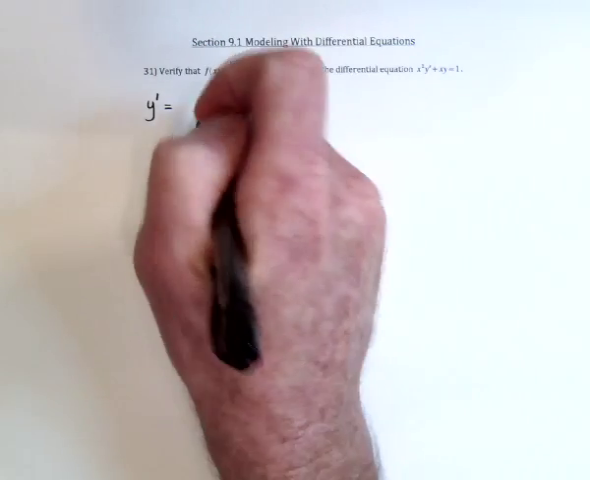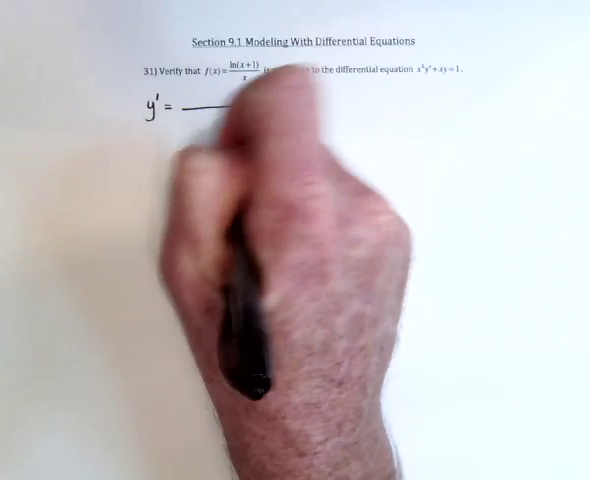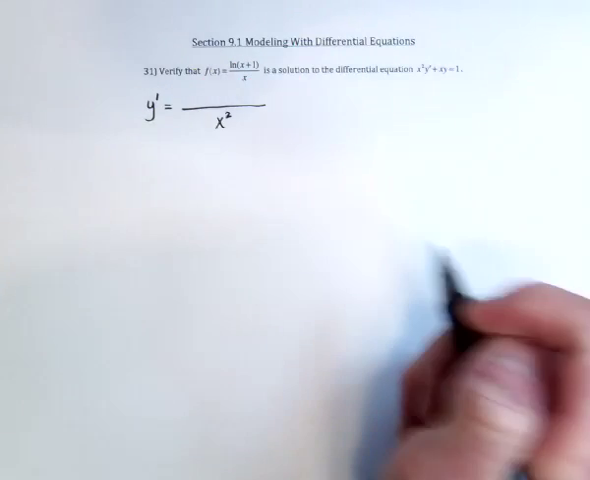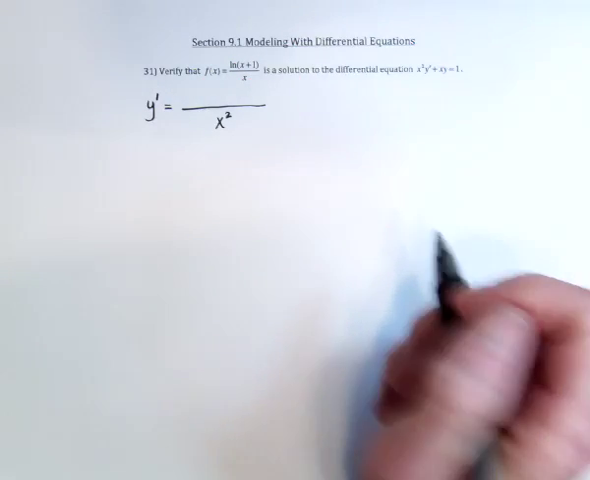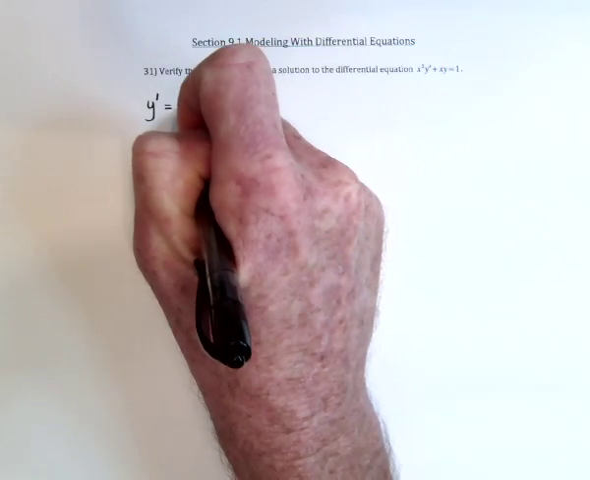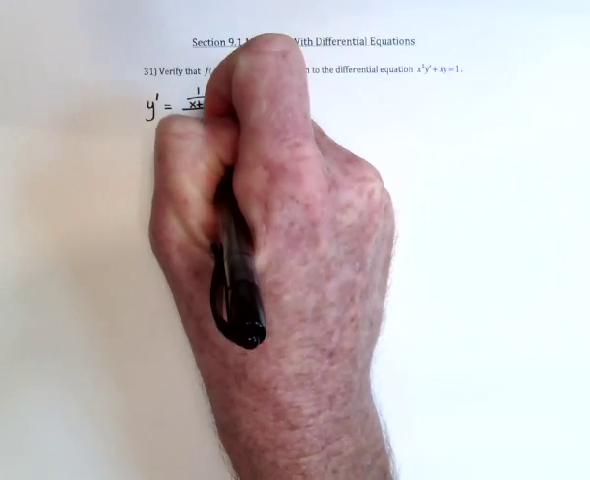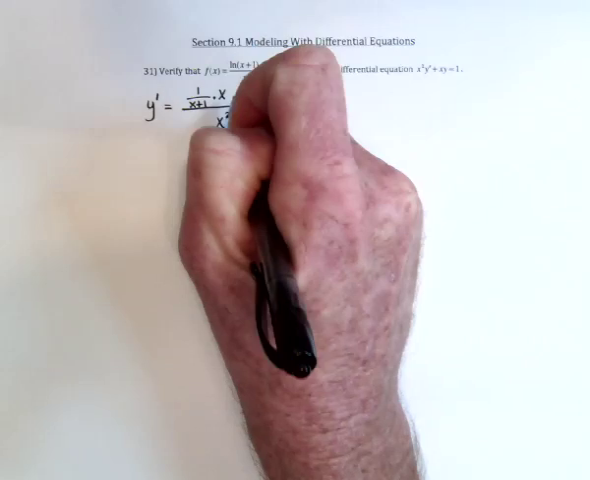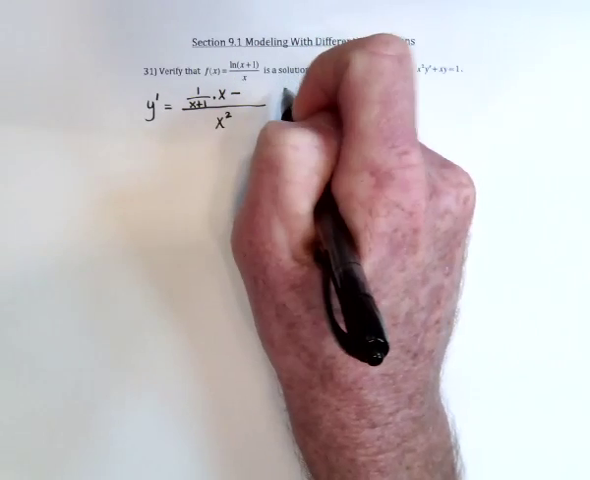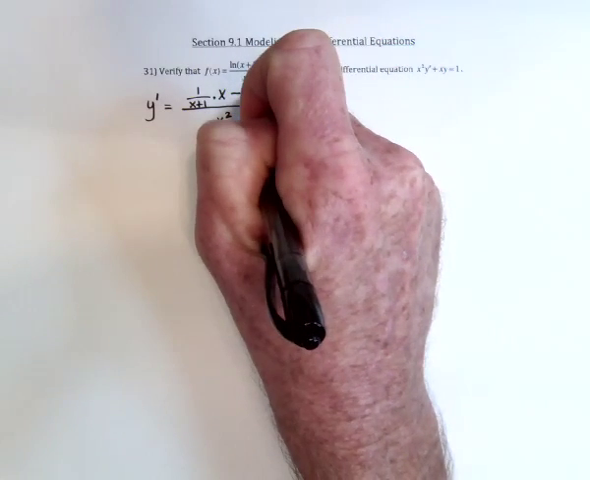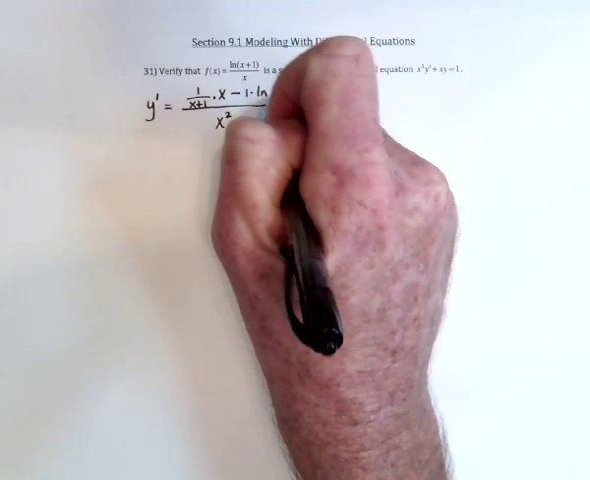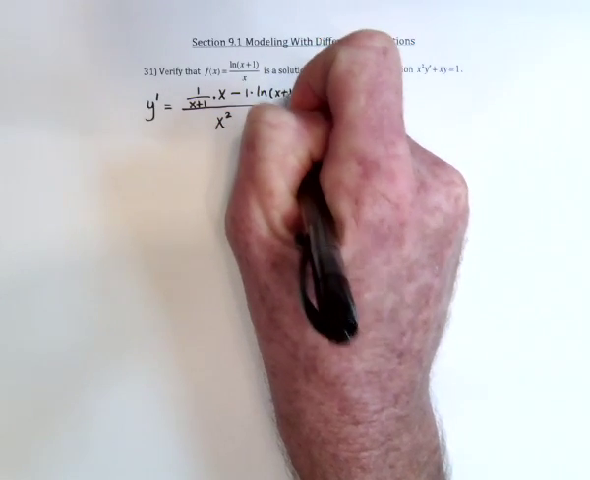This is going to require the quotient rule. Start with the derivative on the top, which would be 1 over x plus 1, times the bottom function left alone, minus the derivative of the bottom function and then the natural log left alone.